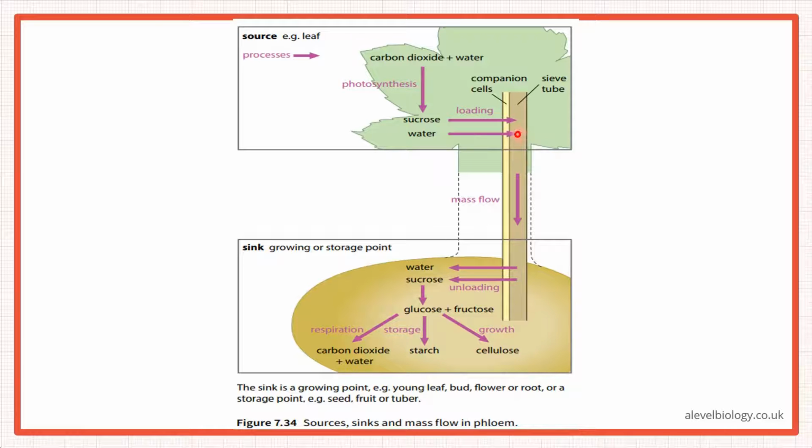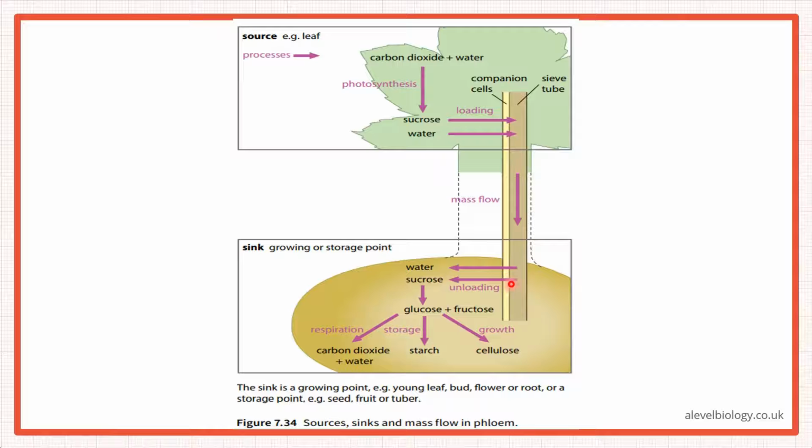This will create a hydrostatic pressure. So this sucrose, or these assimilates, will move in as a bulk flow. They will go down to the sink. Then, at this place, they will be unloaded. As the sucrose is unloaded, this decreases the solute potential here.